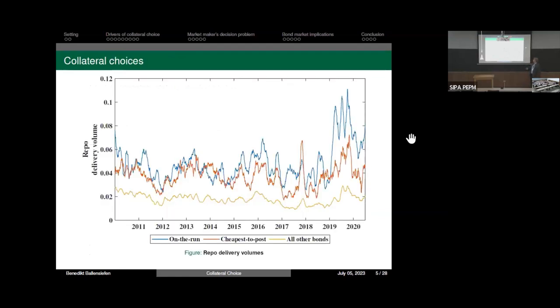Now, to my result. What you see here is what type of bond is actually posted into these general collateral baskets. In yellow you see a benchmark, an average across bonds, and in orange the delivery volumes of the cheapest-to-deliver bonds. That's the one you would expect the borrower to deposit as collateral, because it optimizes funding. You would expect the volumes for the cheapest-to-deliver bonds to be higher than average. The surprising finding is that when you look at on-the-run deliveries, these are as high or even higher than what you see for the others.